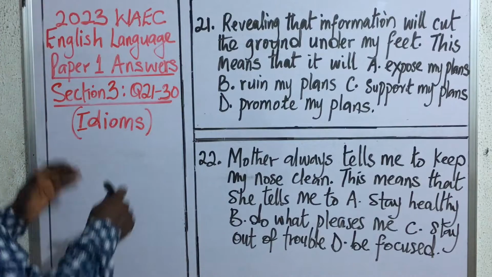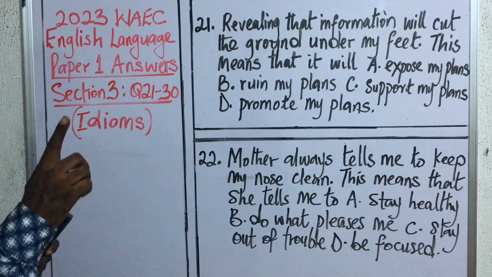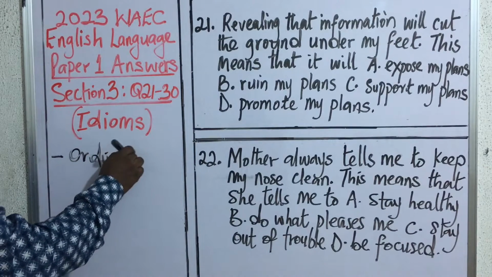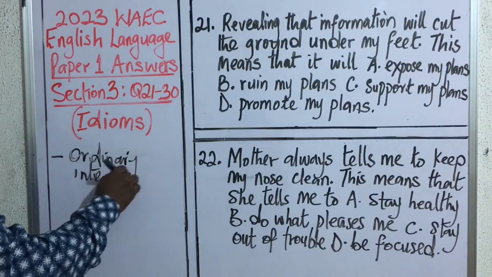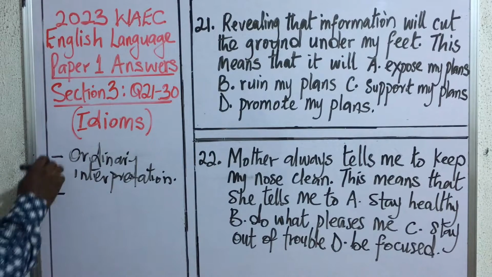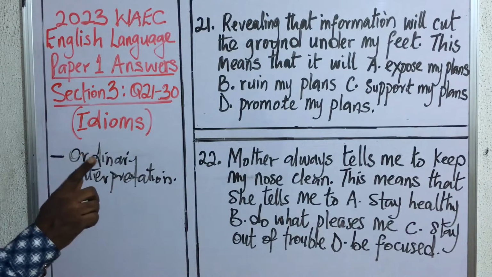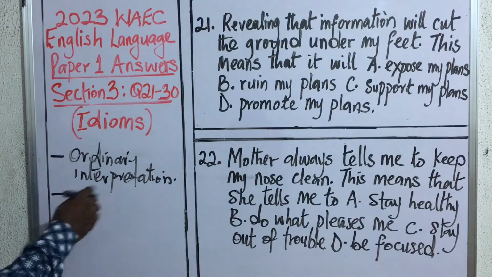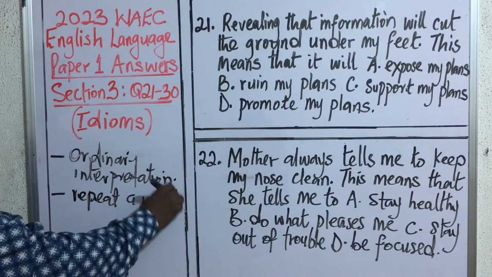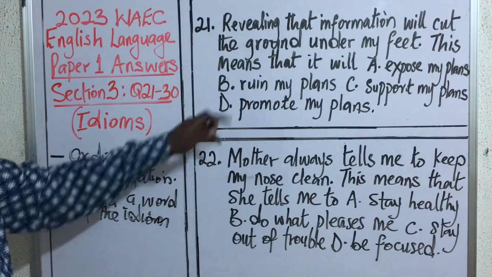Now, don't forget that when you are handling problems on idioms, there are certain things that you must bear in mind. The first one is be careful of ordinary expressions. In other words, be careful of ordinary interpretations. So that's one important rule that you must bear in mind before tackling problems on idioms. Then number 2 is to be very careful of an expression or an option that repeats a word of the idiom.